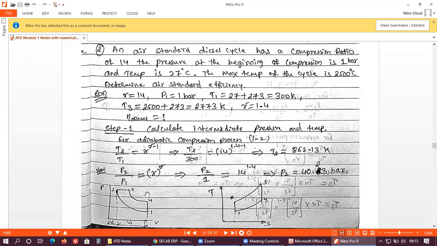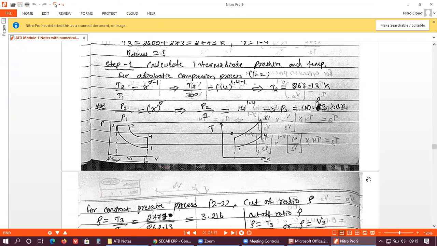Okay, from this PV diagram, while solving the problem, always be familiar with the PV diagram and TS diagram. Then you will find it easier to solve problems, right? Please be familiar, either it may be a Carnot cycle, or an Otto cycle, or a diesel cycle. Be familiar with the PV and TS diagram. Okay, so we have calculated this P2.